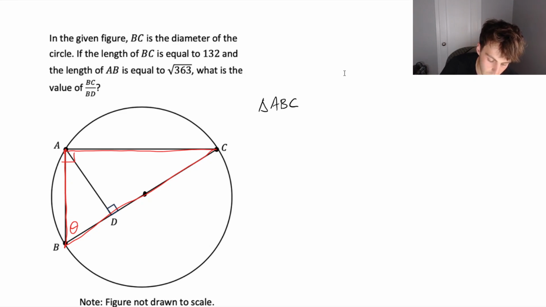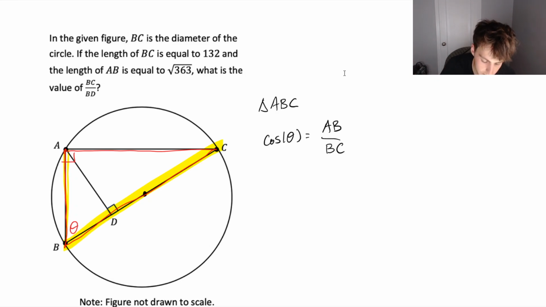What we know is that the ratio of an angle from triangle ABC to a triangle that shares this angle would have the same ratio. So, for example, the cosine of theta is the adjacent over the hypotenuse. The adjacent side for triangle ABC is AB because it's adjacent to our angle theta, and it's got a hypotenuse of BC, so AB over BC.